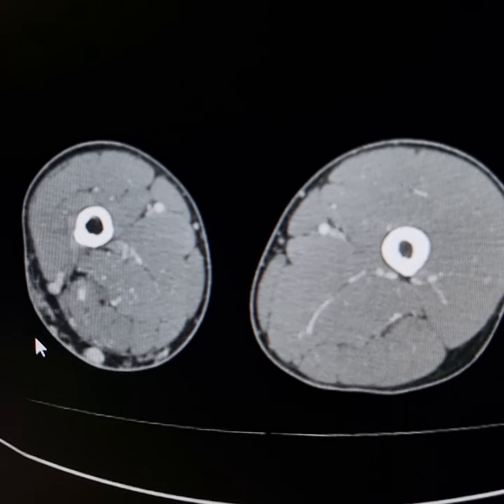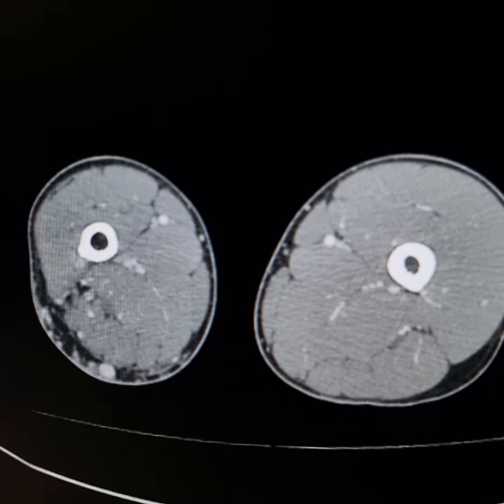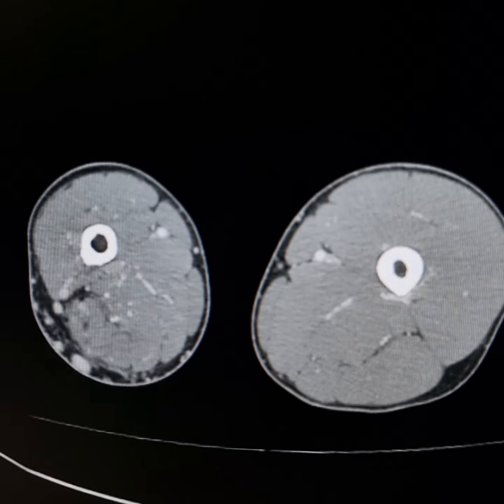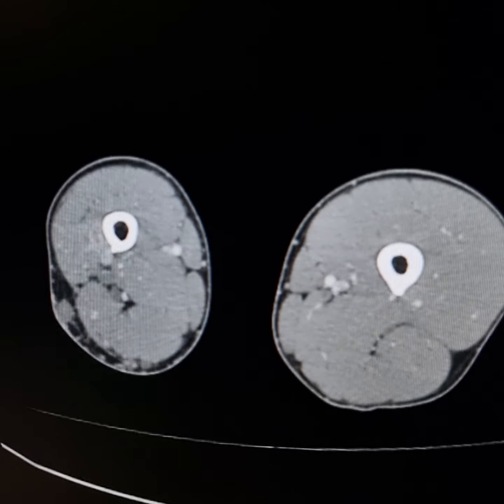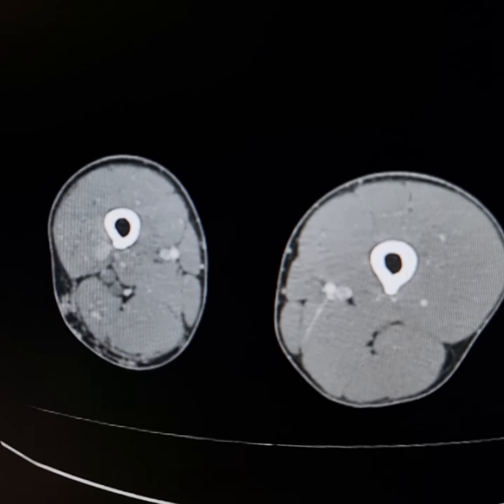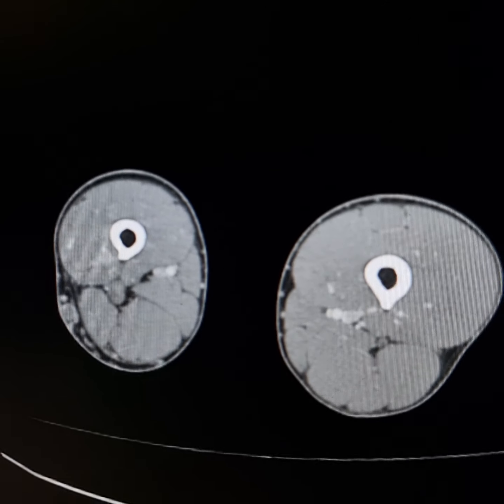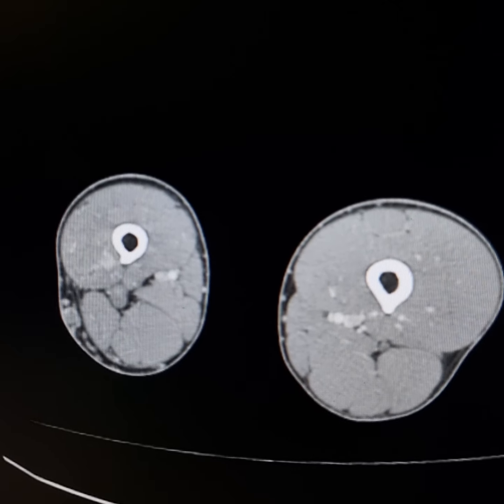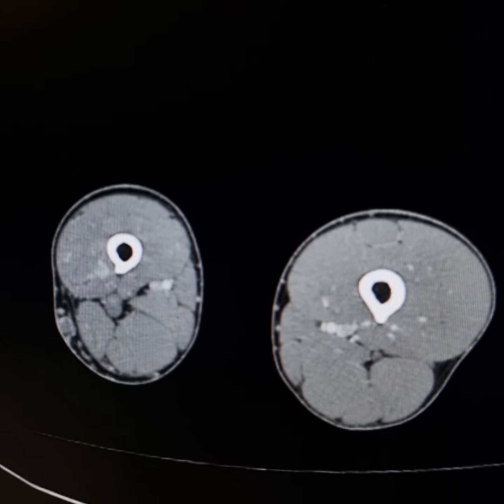Now please observe dilated varicose veins along the posterolateral surface of the thigh. Some of these are thrombosed because of the different sessions of sclerotherapy.